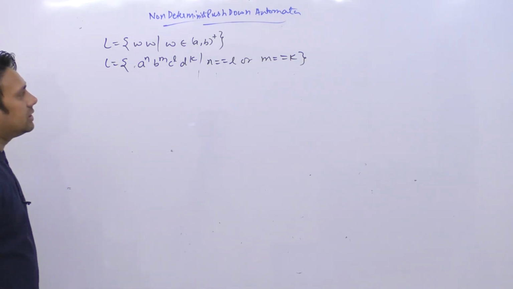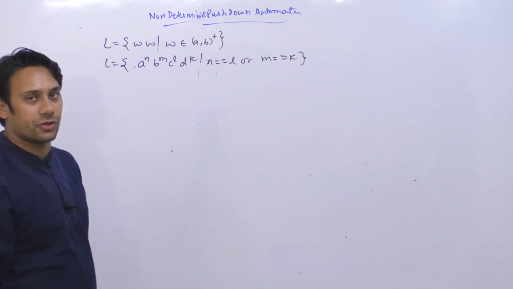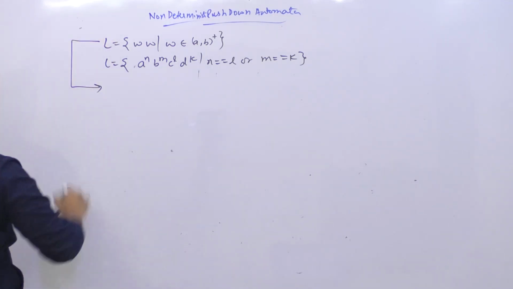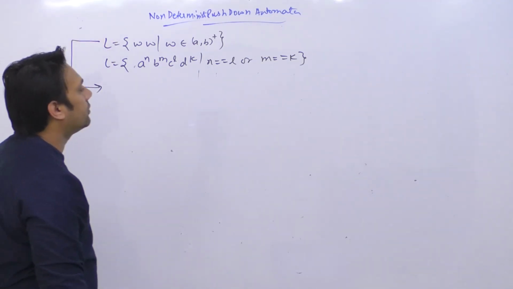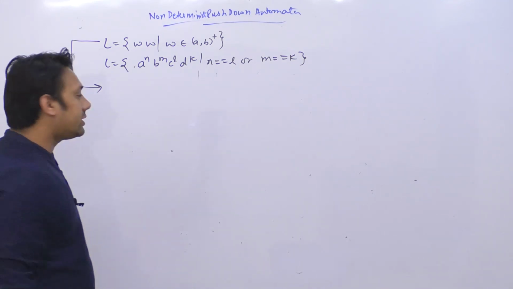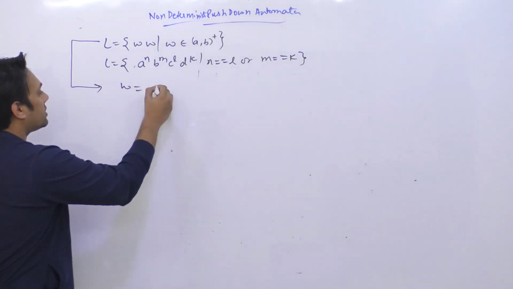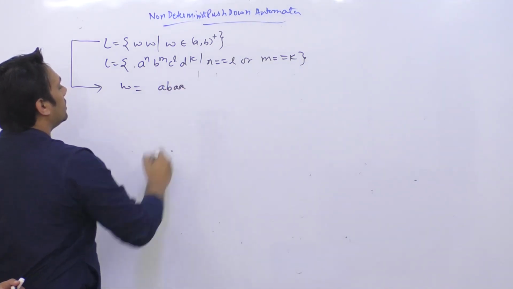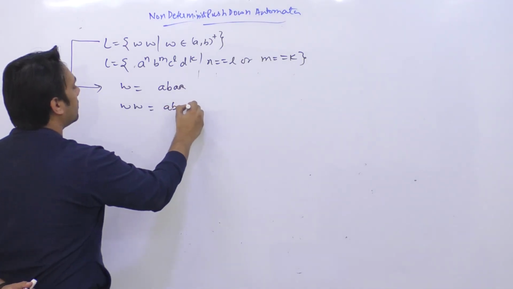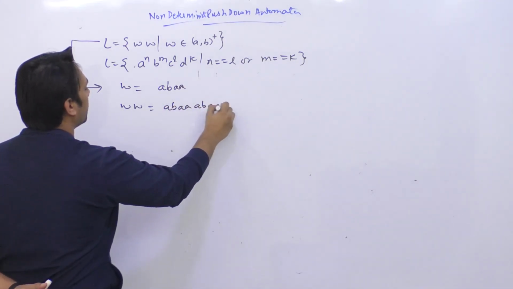So for these examples you can create a non-deterministic pushdown automata. Okay, so let us take the first example. The first example says that W belongs to {a, b}+, so W represents a string. If W is equal to a b b a, then if I take the string WW, it is a b b a and a b b a.